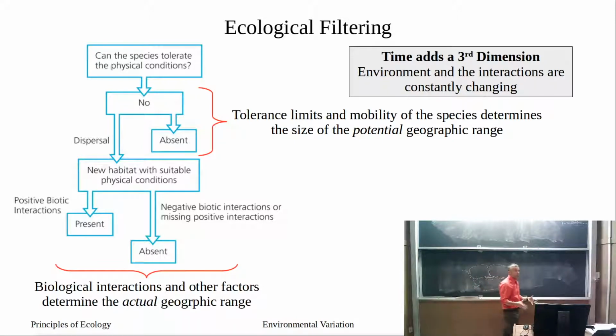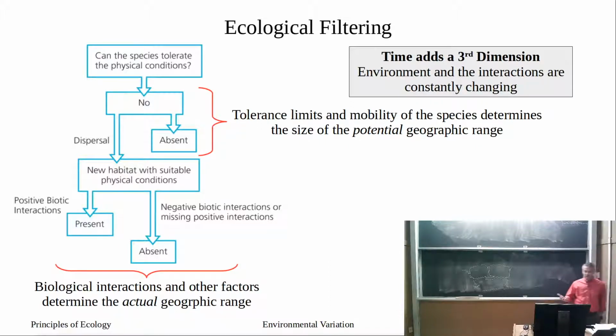Just because an organism can live there doesn't mean we actually see it there. The actual range is also going to be determined by our biological interactions. So you've got this potential range where the abiotic and physical conditions say an organism can live, but then it's our biological interactions that ultimately determine whether or not that individual can be there. This is a process called ecological filtering.